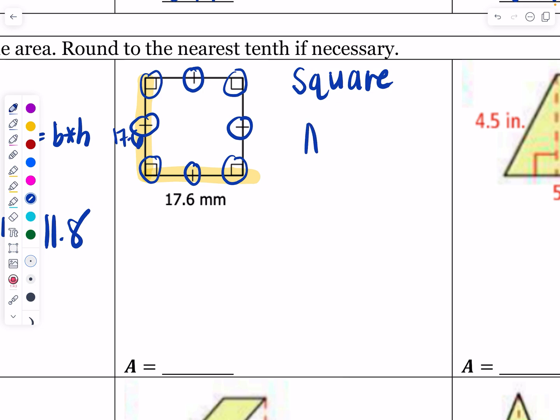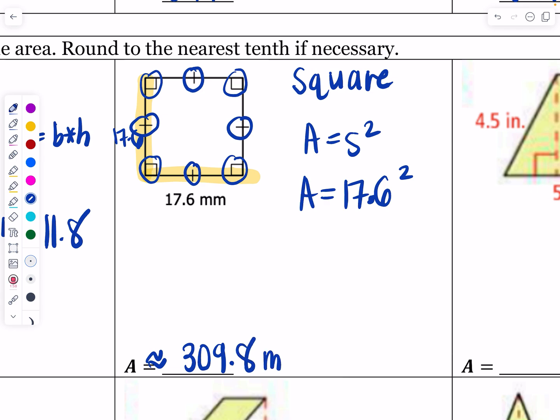So for a square, area is going to be equal to the side length squared. You can still do base times height. Area is going to be equal to 17.6 squared, or 17.6 times 17.6. And that is going to give you about 309.8 millimeters squared for our area of this shape.